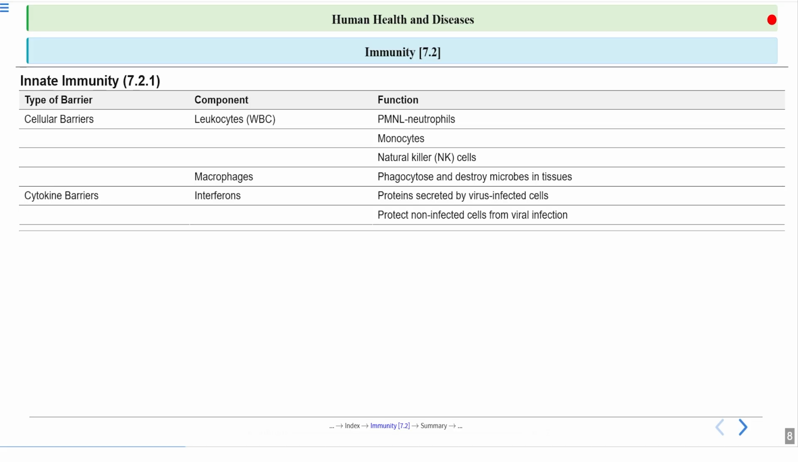The cytokine barrier is made up of proteins called interferons, which are secreted by virus infected cells to protect healthy, non-infected cells nearby, interfering with the viral replication. Together, these cellular and chemical components provide a robust, non-specific, and rapid defense against pathogens. So you should know what is included under cellular barriers and cytokine barriers. Cellular barriers means the leukocytes, also known as WBCs, and the types of WBCs are also mentioned. Cytokine barriers basically include chemicals like interferons.